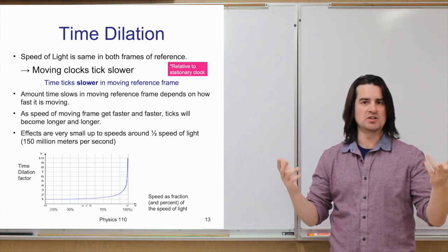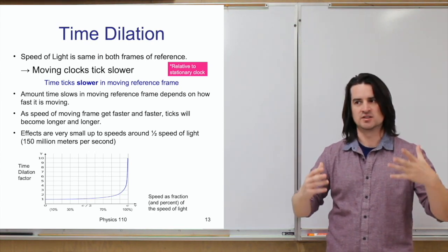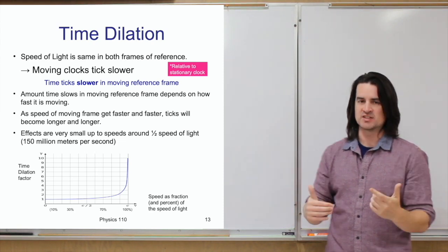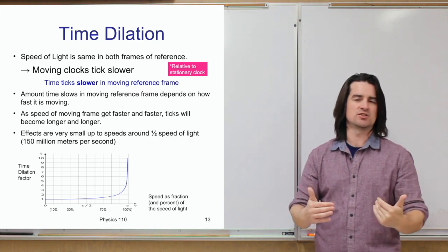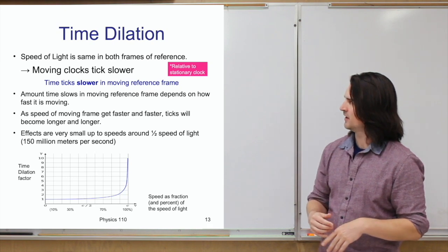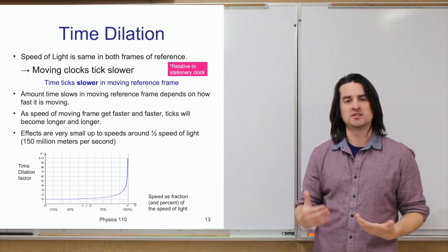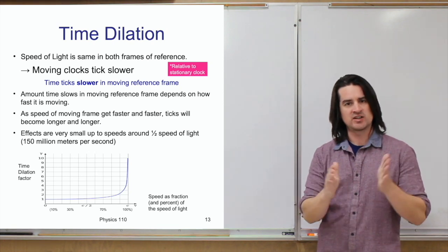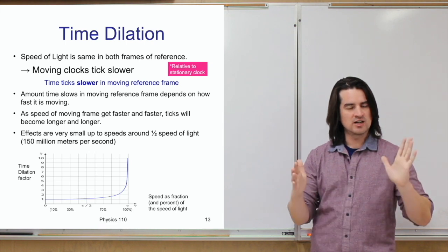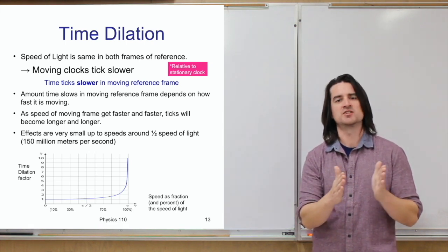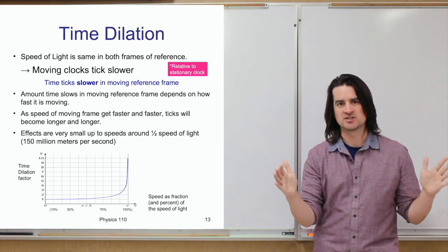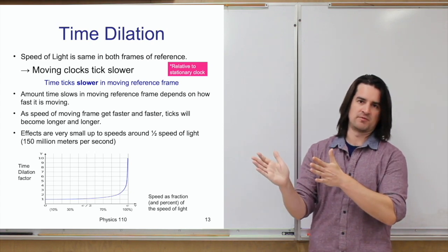And it's not just a light clock, right? The light clock is just a way of imagining and visualizing time passing by. So it's not just ticks that are going slower, it's time that's moving slower. And this effect is what we call time dilation. Dilation just means getting longer. So whenever you see a moving clock, the time that it appears to tick away is going to go slower. It's going to be a longer amount of time. So time dilates as you have very fast moving reference frames.